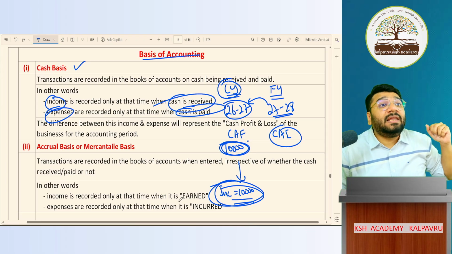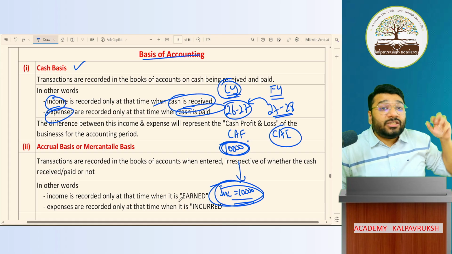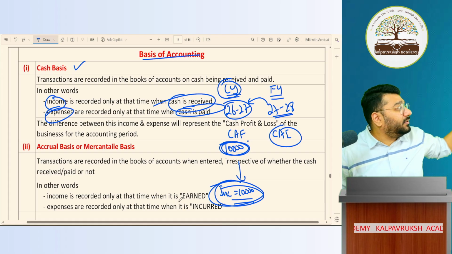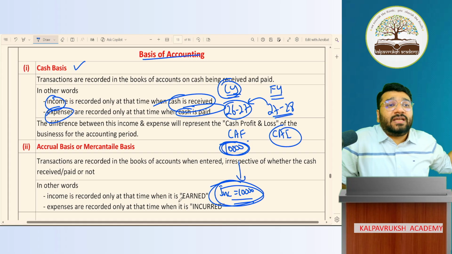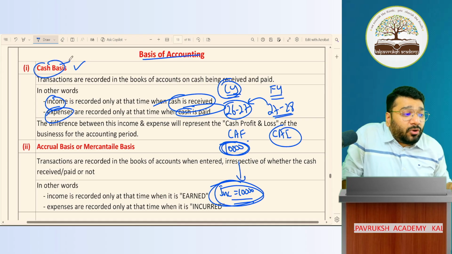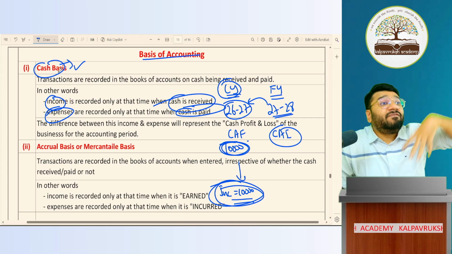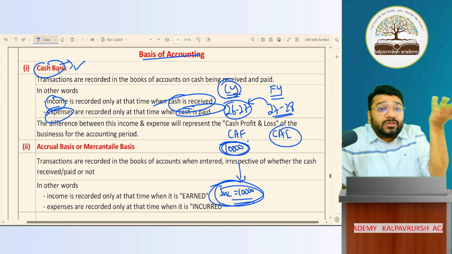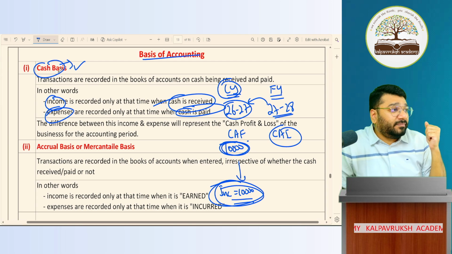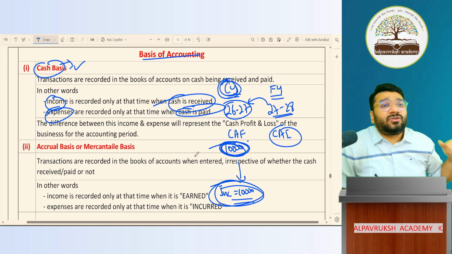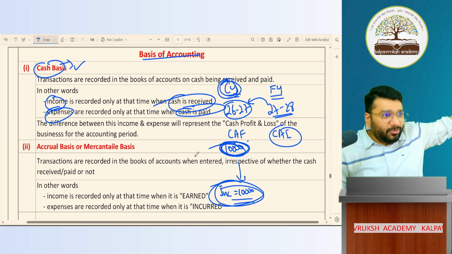This is the disadvantage of cash basis of accounting. Income is not properly recognized. There's no rule here, so people cannot believe the financial statement. If any financial statement is prepared on cash basis, we don't have faith in it. We cannot rely on that financial statement because it is not true and fair. Currently you're telling me my income is 10,000 rupees. Is it true? Have you earned it?